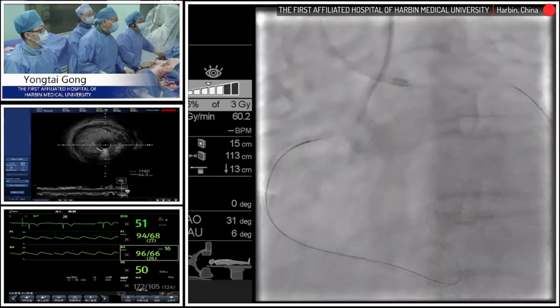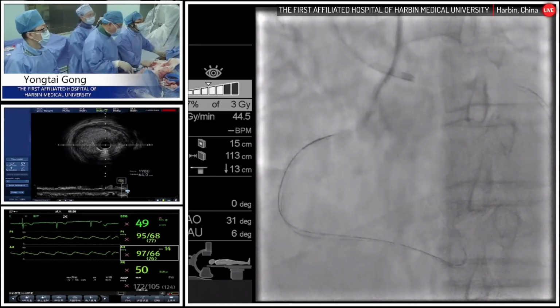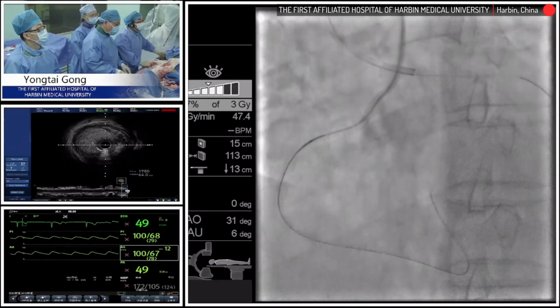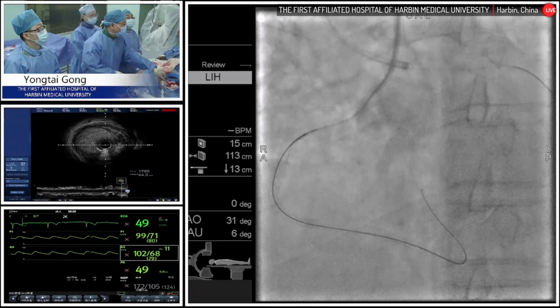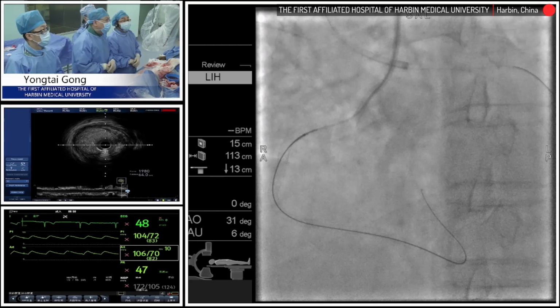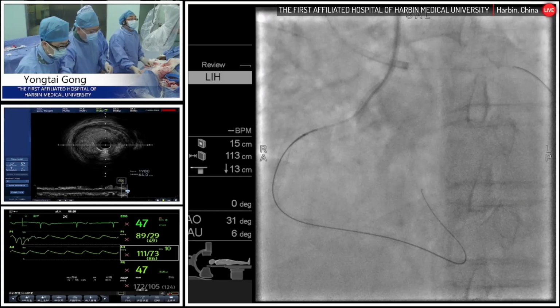So we know that this kind of recanalization of the LAD, as well as triple vessel disease, is of key importance. So maybe we need to stabilize the patient a little bit before we continue this procedure. However, we noticed that, okay, I think the situation, atropine 1 milligram.